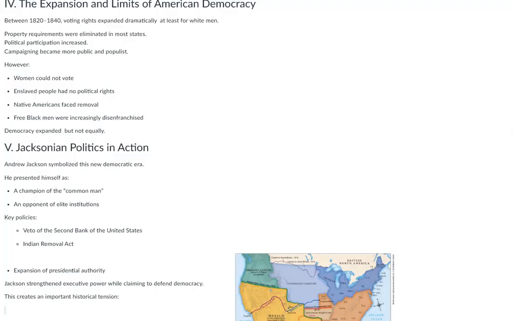Native Americans were on the verge of facing removal from their lands. It's going to happen in the 1830s when the big removal happens that we all have probably learned about, the Trail of Tears. And then free Black men were increasingly disenfranchised. Disenfranchised means their ability to vote was taken away from them. So they had been able to vote before, but now because of their skin color, they are no longer allowed to vote. So democracy, yes, it expanded, but not to everybody and not equally. It expanded to only white men.